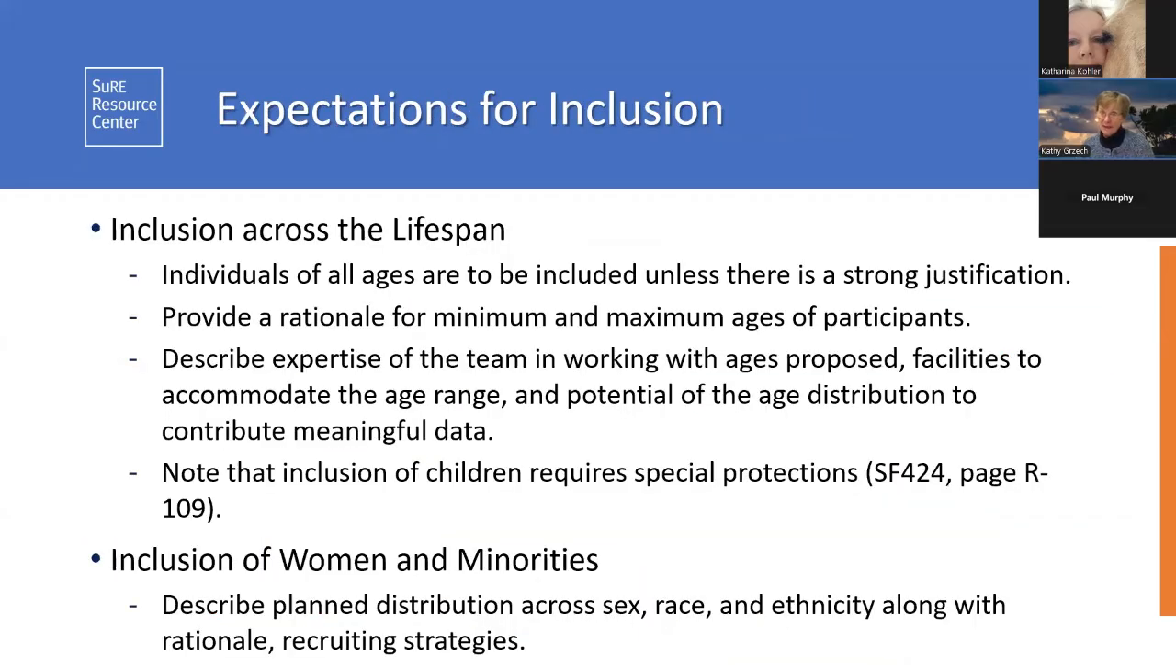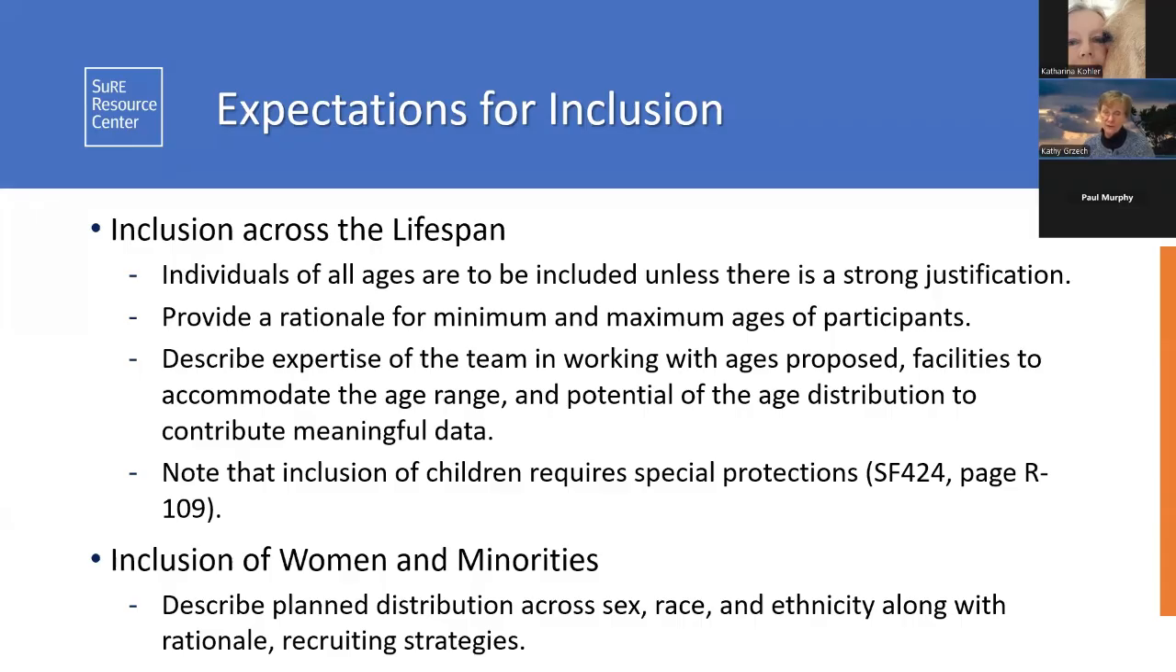Again, individuals of all ages are to be included unless there's a strong justification. Now, sometimes the justification to exclude children would be they need to be able to read at a certain level, or they need to be able to do something. Again, disease onset is uncommon in children. But whatever, you have a rationale that's reasonable, and you're not just excluding people because it's more convenient to have people under 65 or whatever upper age you say. And then whatever you have specified, you describe the expertise of the team in working with those ages, the facilities to accommodate the age range, and the potential of the age distribution to contribute meaningful data.